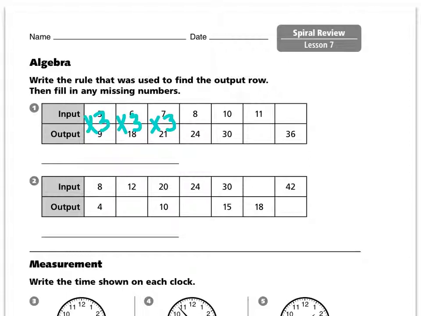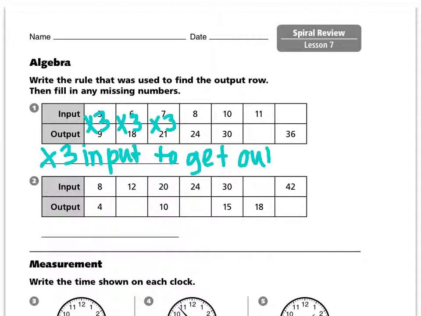So I'm guessing that the rule is going to be multiply by 3, input to get output. Now, following that pattern, I have 11 times 3 is 33. And then, in order to work backwards, I'm going to have to do 36 divided by 3 in order to get 12. Again, I'm going to examine the table for number 2.